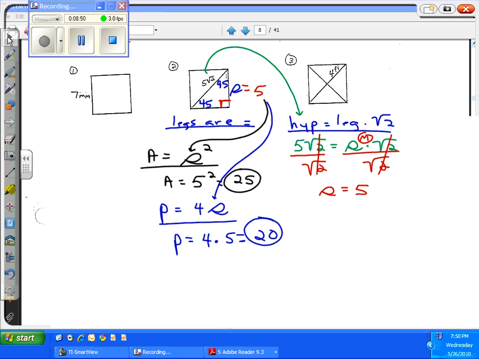So we remembered the properties of a square and came up with a 45, 45, 90 triangle. We remembered our 45, 45, 90 triangle rules and came up with the length of a side. We plugged those into our area and perimeter formulas and found the area and perimeter.